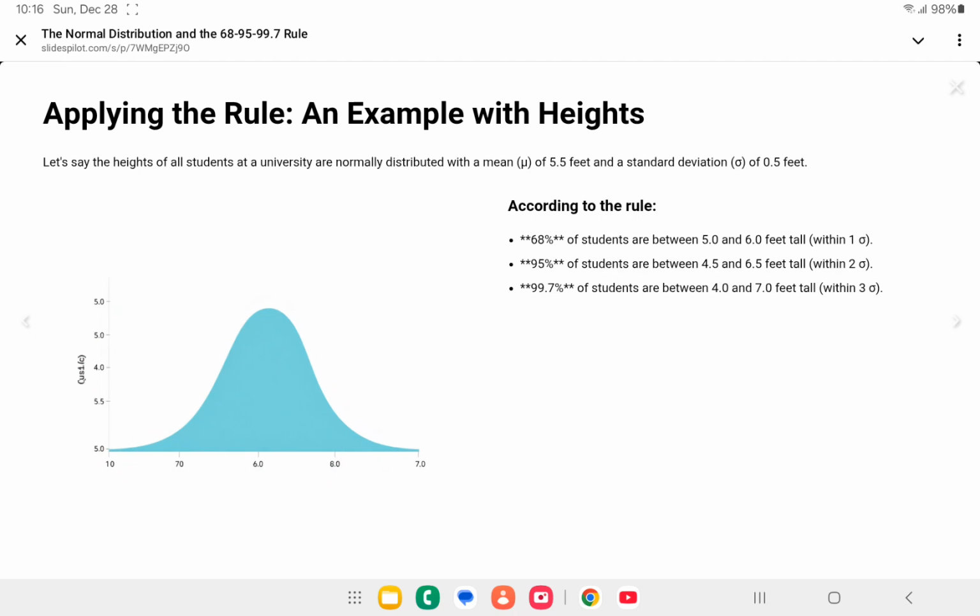And if you go 2 standard deviations away from the mean, it contains an area of 95%. This means that 95% of the people in the population have a height between 4.5 and 6.5 feet. And finally, within 3 standard deviations away from the mean, it contains a total area of 99.7%. This means that, for the population we are studying, 99.7% of the people are between 4 and 7 feet tall.